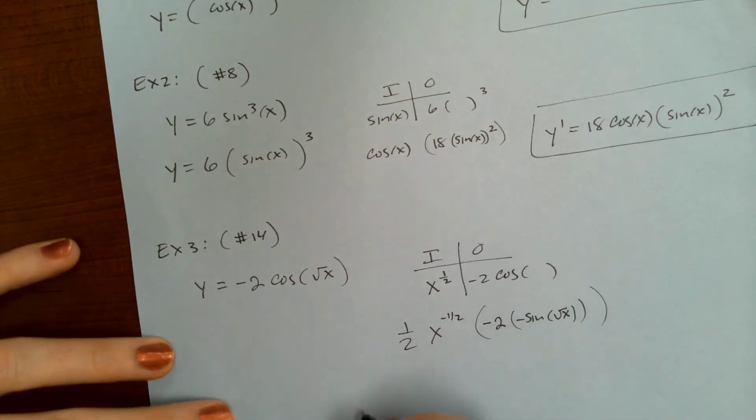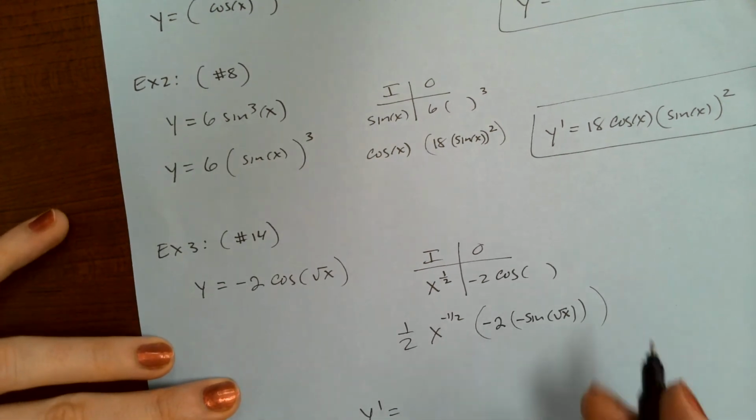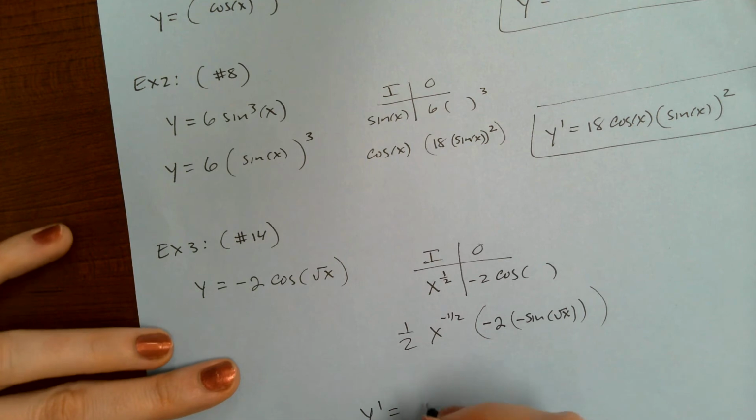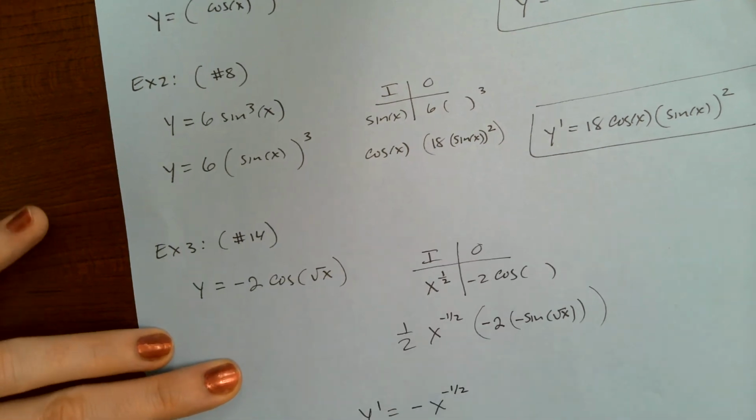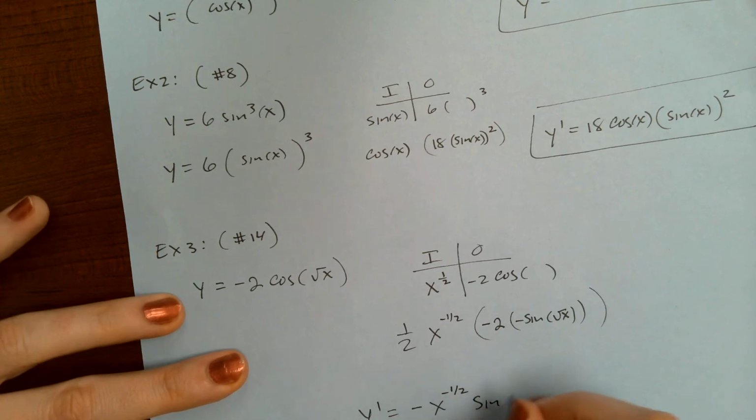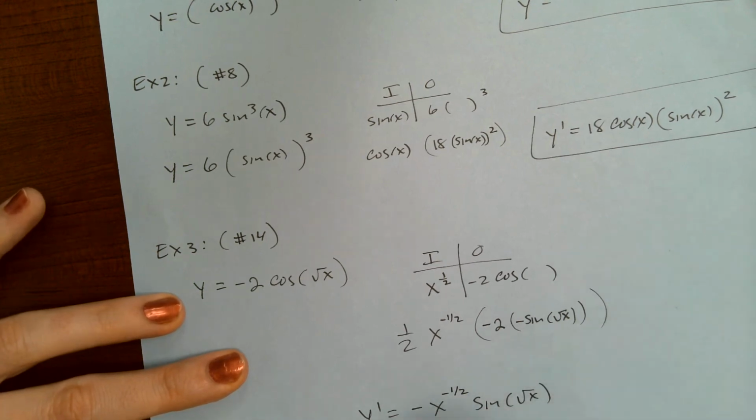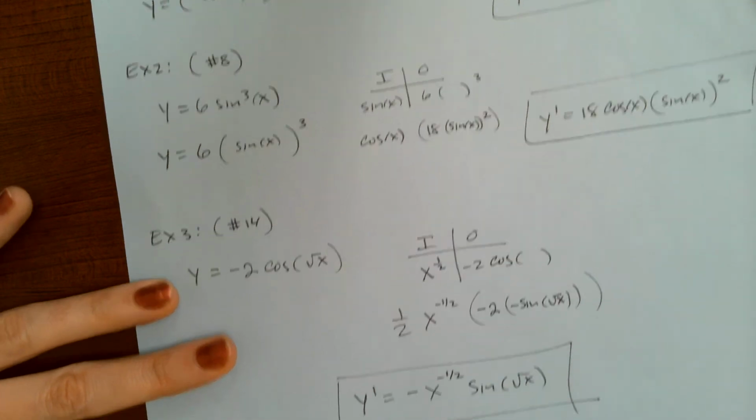And then I'll just gather everything together. So the 1/2 times the -2, that's just a negative. So negative x to the -1/2 sine of radical x. Okay, guys.